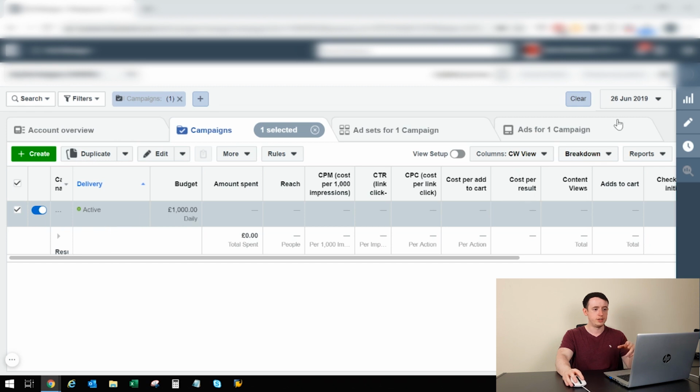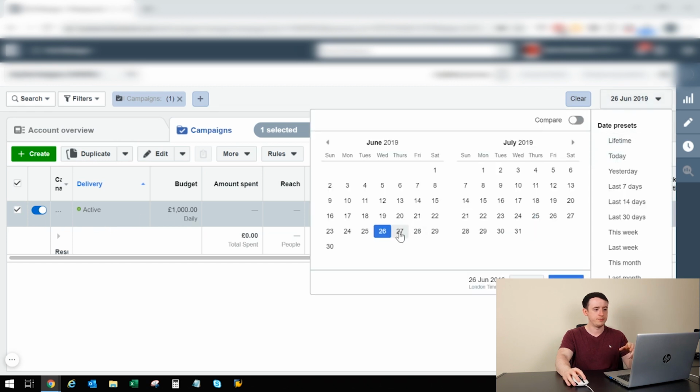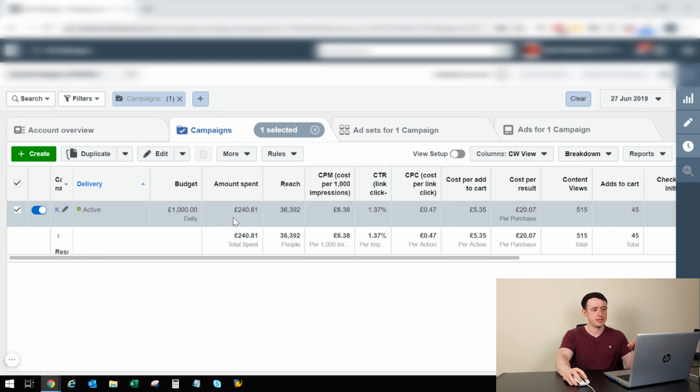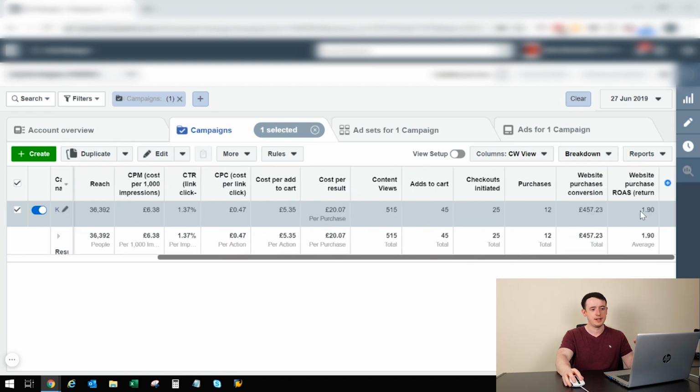On the 27th of June, you can see it spent £240 of the £1,000, and it did a 1.9 ROAS. The break even on this is 1.45. So on the very first day, it didn't spend the £1,000, but it stayed profitable and it spent what it could to make sure I was profitable.